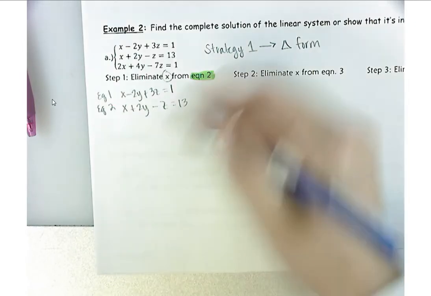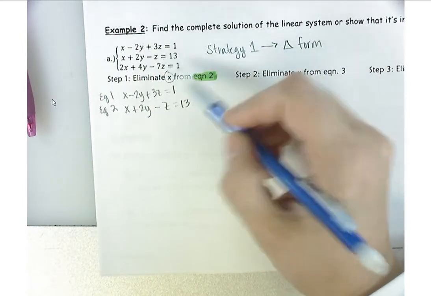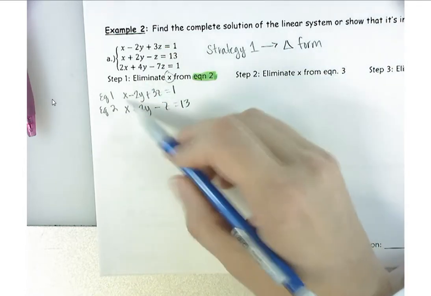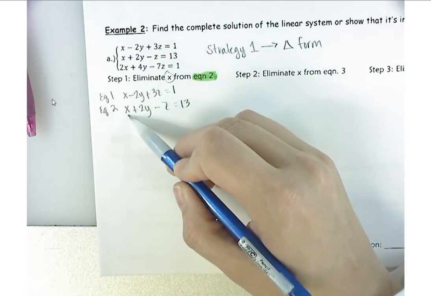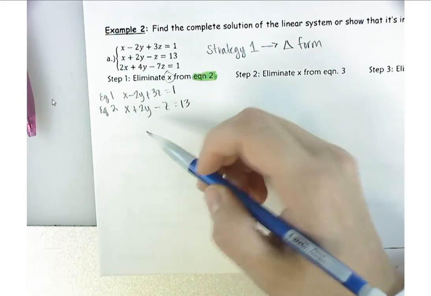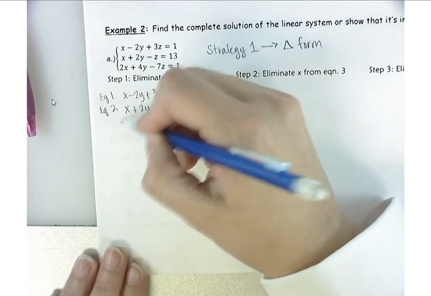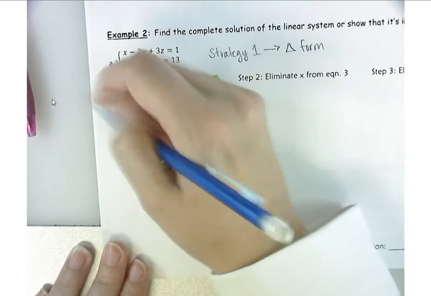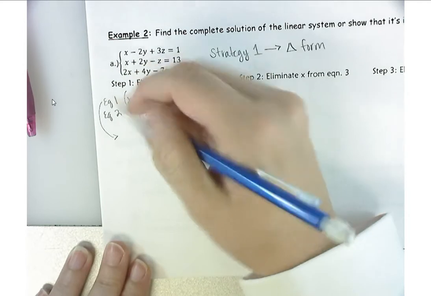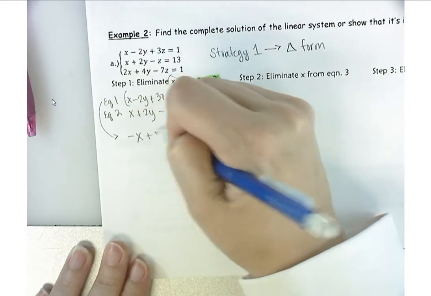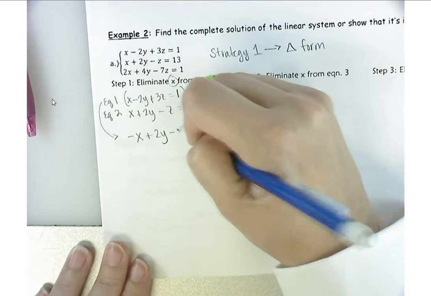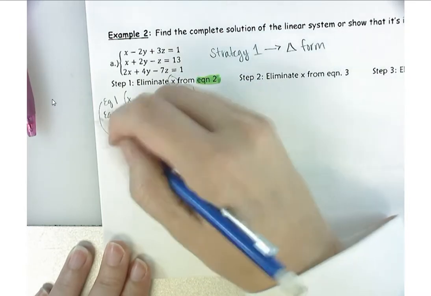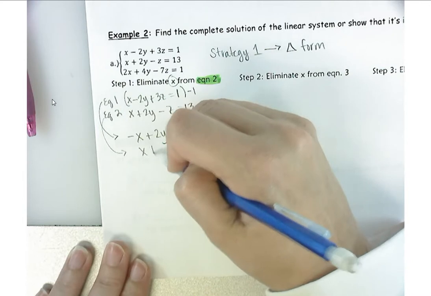Okay, so we're choosing to do the first strategy, so I'm going to eliminate x from equation 2. So in order to do that, I have x and x. What am I going to have to multiply by? Negative 1. And again, you can choose what equation you want to multiply by negative 1. So I'm multiplying the first equation by negative 1. If you wanted, you could multiply the second one by negative 1. And my equation 2 is going to stay the same here.